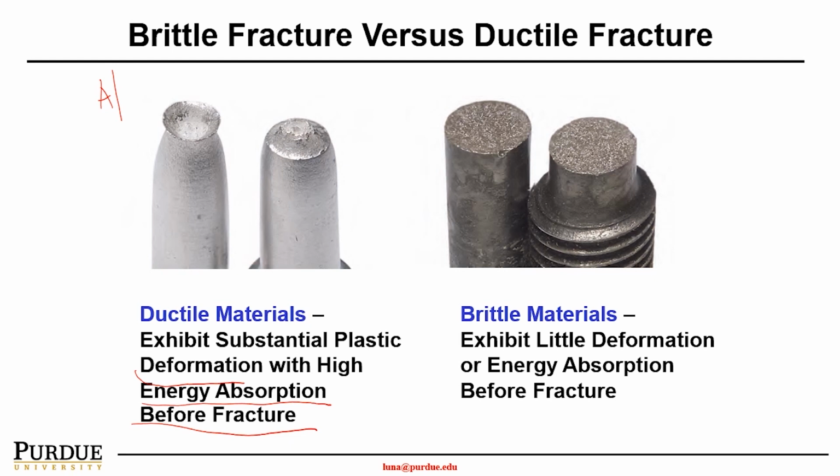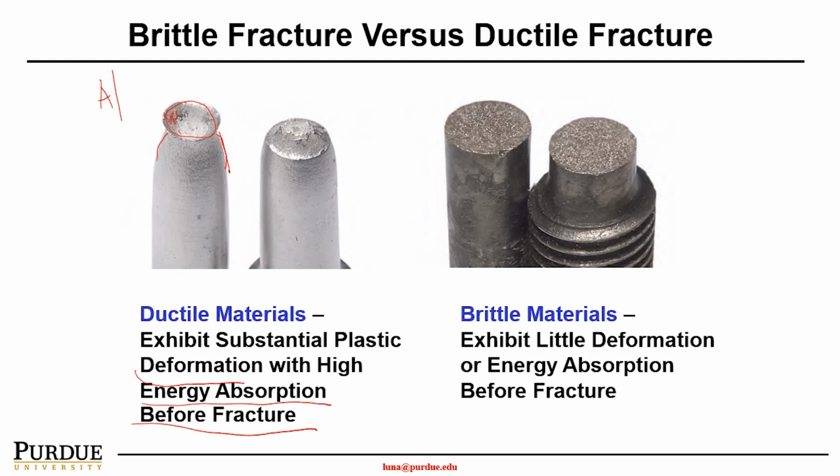As you can see, when we do a tension test, there is a substantial neck developed in this area. And the fracture surface is not flat, rather it has a little cup shape. So here it's kind of like a cup shape, a little concaved. So therefore it has a substantial energy absorption.